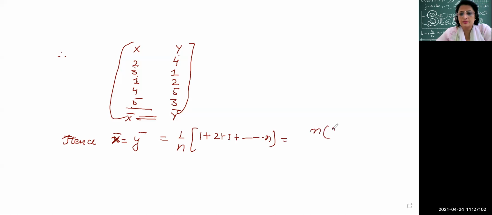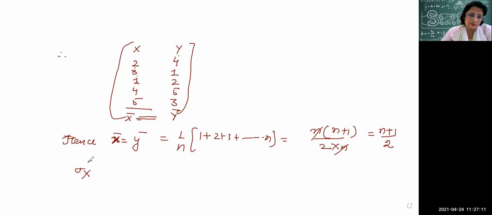So that comes out to be n into n plus 1 divided by 2, or n already here, so the value becomes n plus 1 divided by 2. Now we will find the variance of x. So the formula for the variance is 1 by n summation i running from 1 to n xi square minus x bar whole square, right?